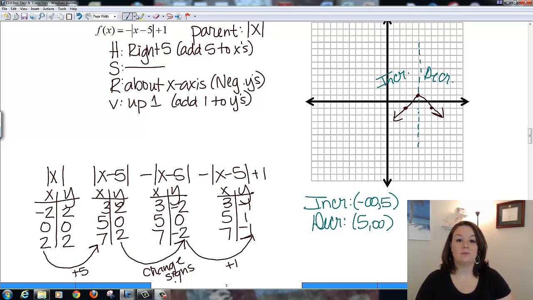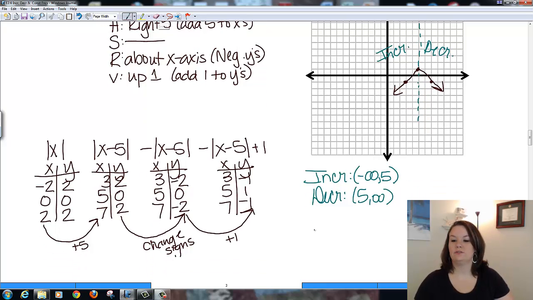Okay, and then I'm going to go ahead and do domain and range just as a little refresher. Okay, domain is left to right. So the furthest left and right this V is going to go is it's going to keep going in both directions. I have arrows, it keeps going left, keeps going right. So negative infinity to infinity.